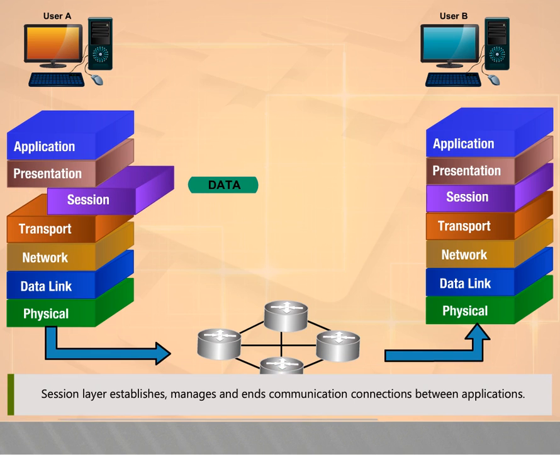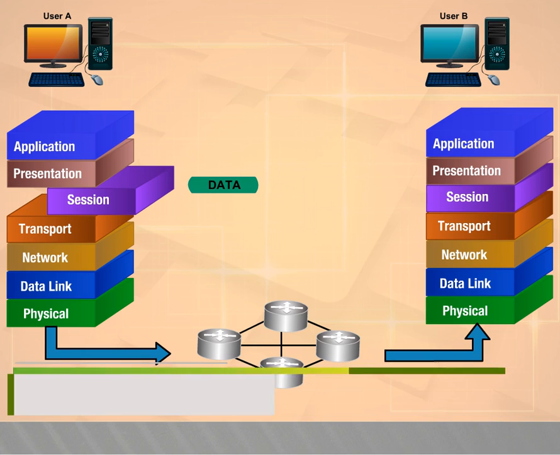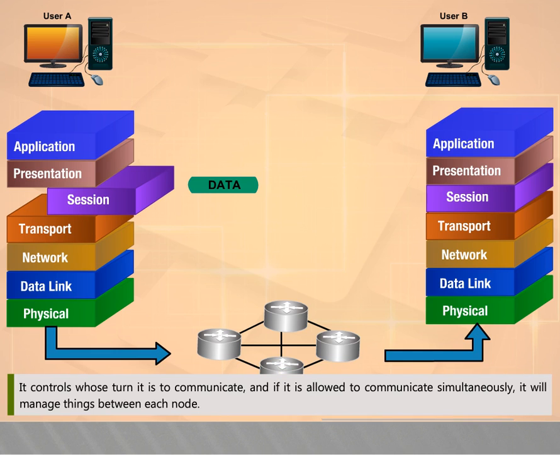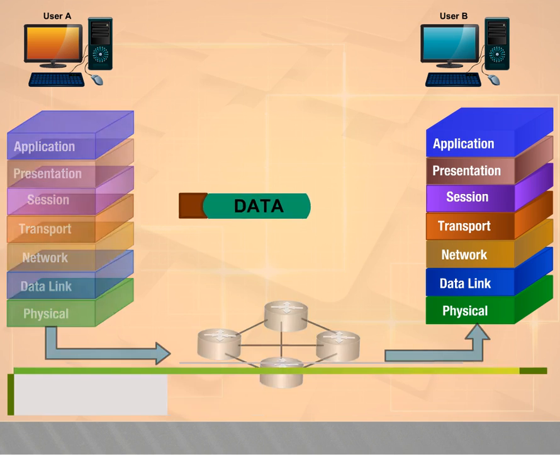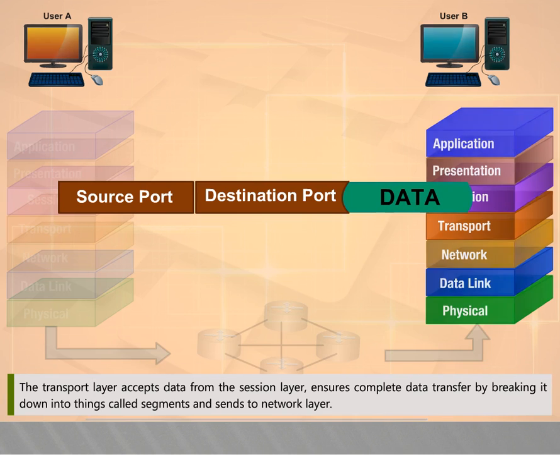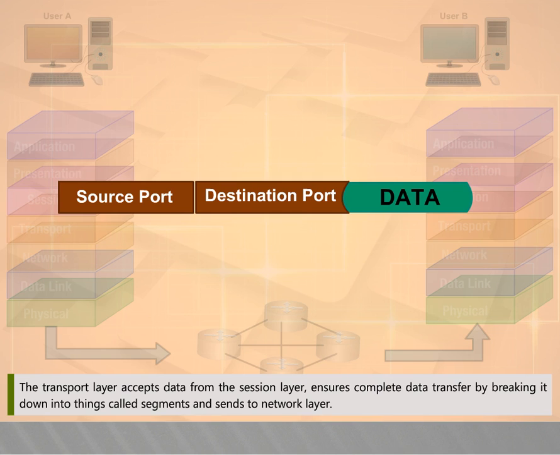The session layer establishes, manages, and ends communication connections between applications. It controls whose turn it is to communicate, and if it is allowed to communicate simultaneously, it will manage things between each node. The transport layer accepts data from the session layer, ensures complete data transfer by breaking it down into things called segments, and sends them to the network layer.